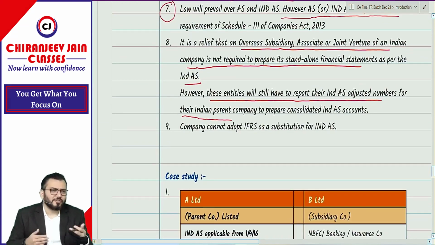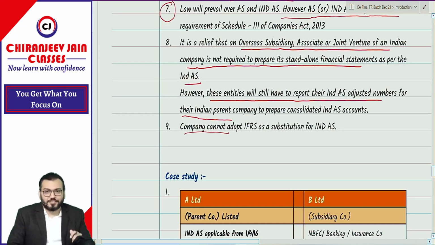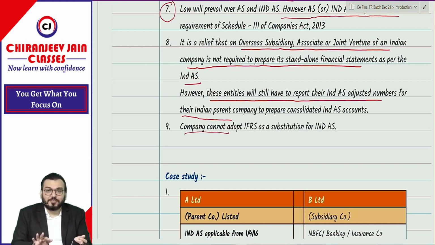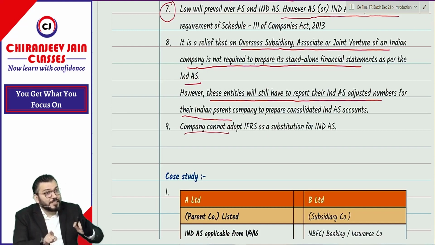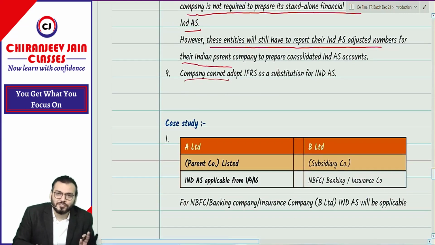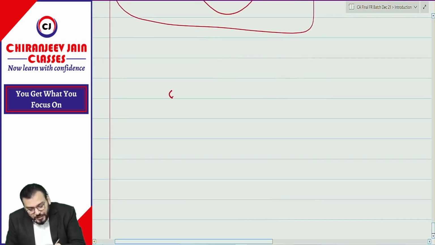Now, the last point is also a very important point: a company cannot adopt IFRS as a substitution to Ind AS, because the difference between IFRS and Ind AS is only 5%. I will say they are basically the same only. So the question is whether a company can adopt IFRS as a substitution to Ind AS? Of course, the answer is no. But there may be a situation. I am just giving one situation. Suppose there is one Indian company which is listed on the National Stock Exchange as well as the London Stock Exchange.